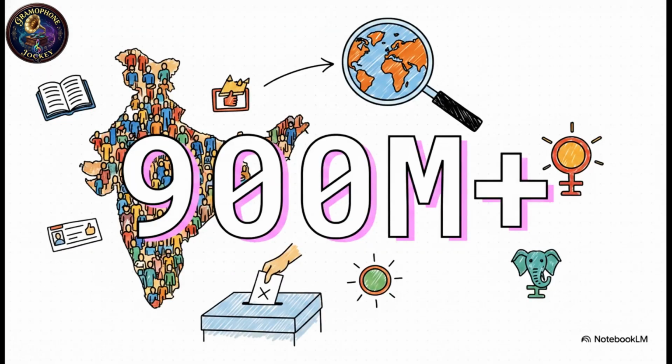Now, what's really interesting about this slide is the sheer mind-boggling scale of the whole thing. Over 900 million. That is the number of registered voters in India. It is literally the largest single democratic exercise in human history. To put that into perspective for a second, that's more than the entire population of Europe, all participating in one unified electoral system. Absolutely wild.